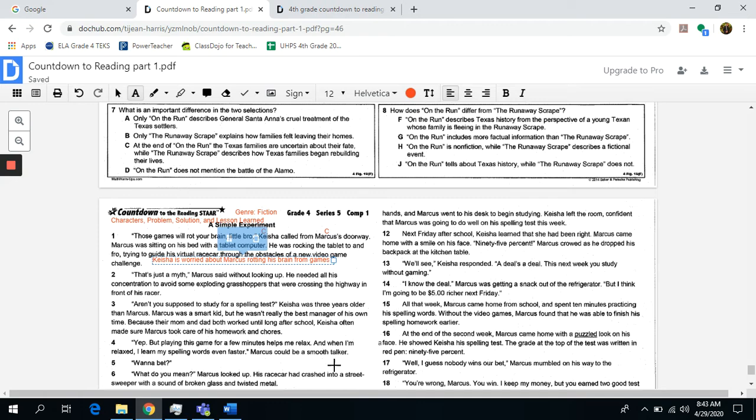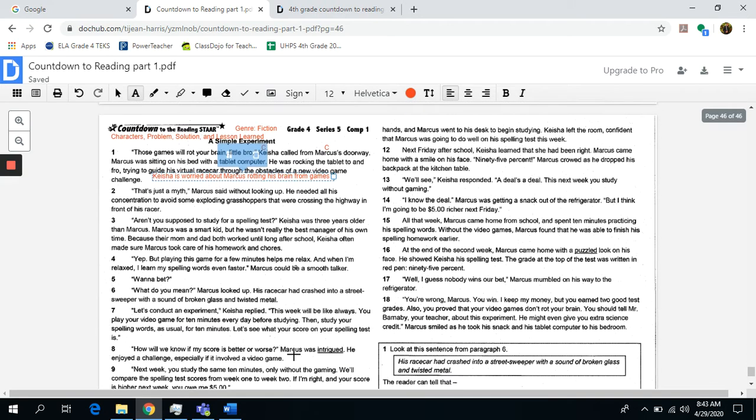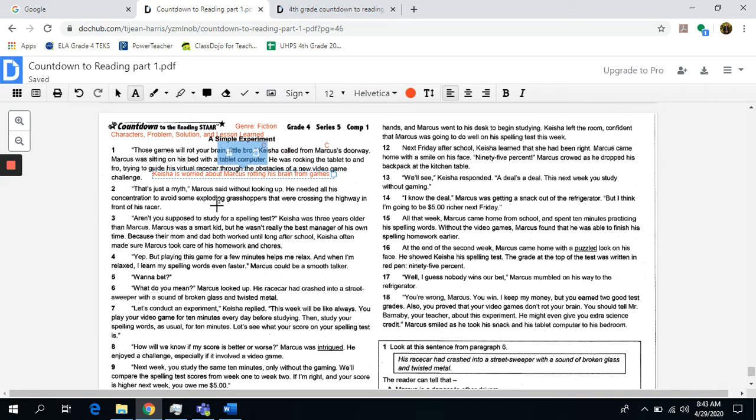That's just a myth, Marcus said without looking up. He needed all his concentration to avoid some exploding grasshoppers that were crossing in front of his race car.